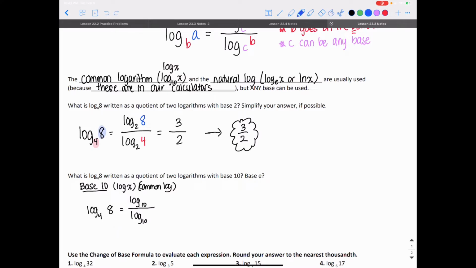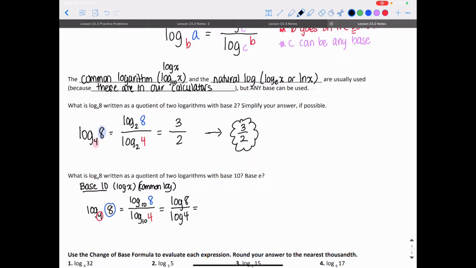8 is my answer, so that goes on, that I plug into the log on top. And b is my base, so I plug that into the log in the bottom. And I'm gonna get, and I can do this in my calculator, log of 8 over log of 4. I don't have to write the 10.